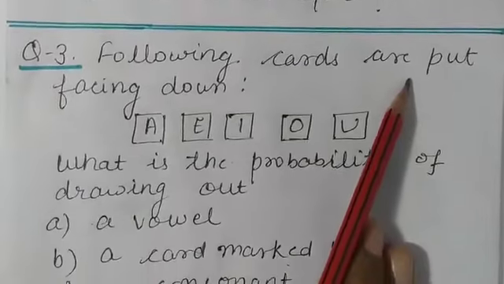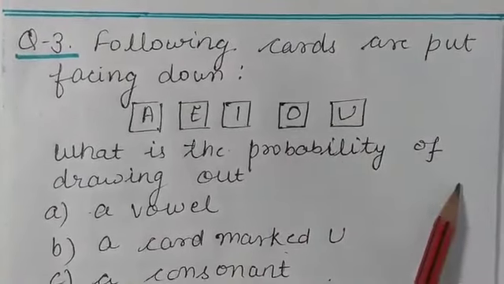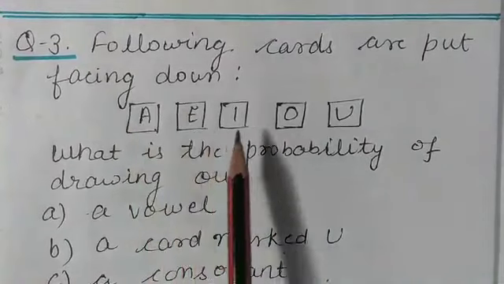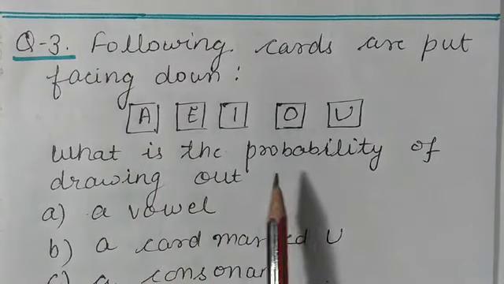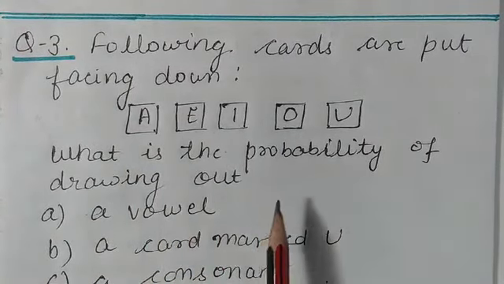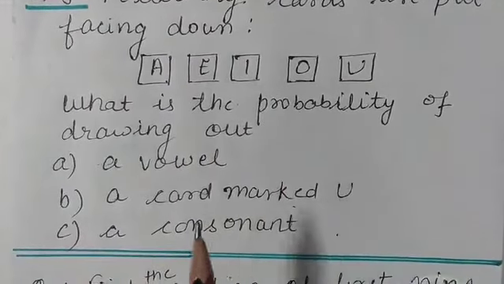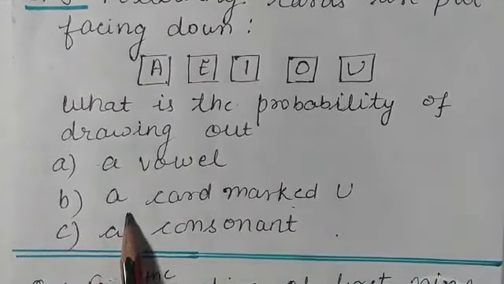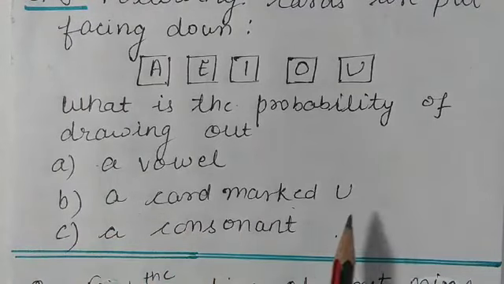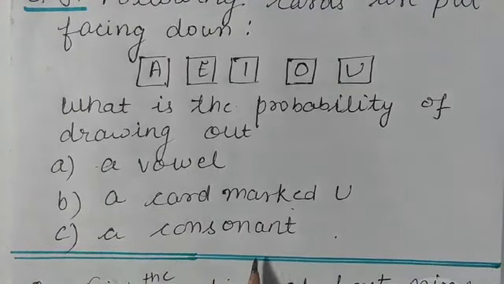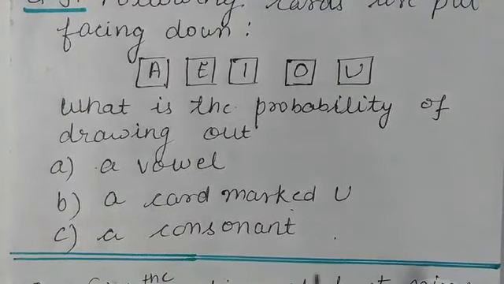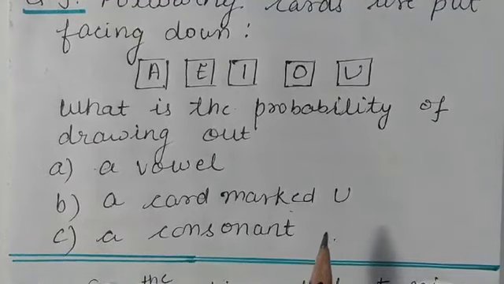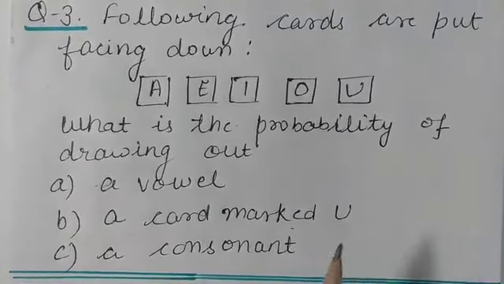Now question number 3, following cards are put facing down. These are the cards we are having, and you have to find the probability of drawing out. A part you have is a vowel, second a card marked U, and third a consonant. Again I am repeating, you have to write each and every step while solving the questions of data handling.